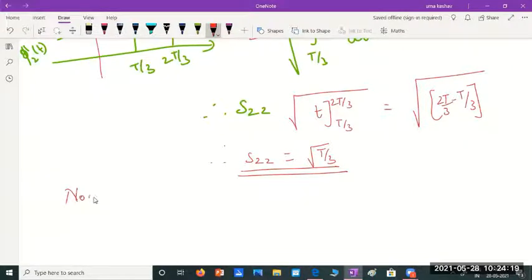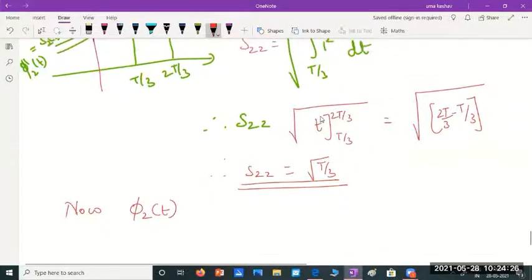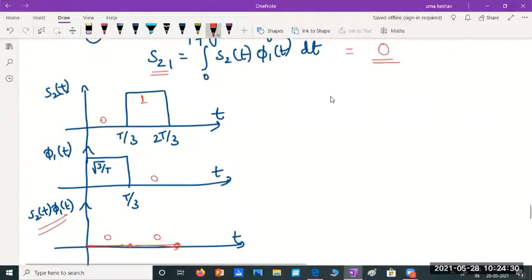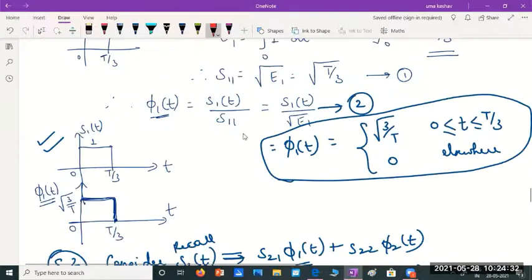Now we should find what phi2 of t is. So now I have phi1 in the first case, then I have S11. We found S11 phi1 here.